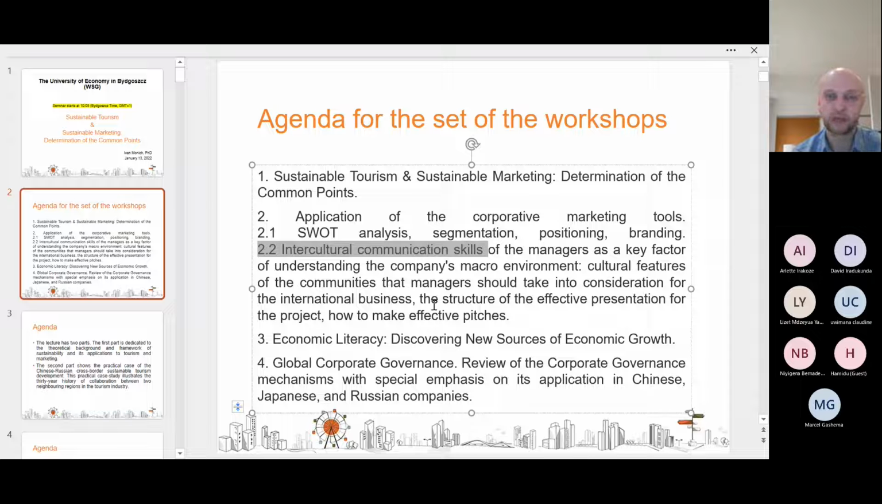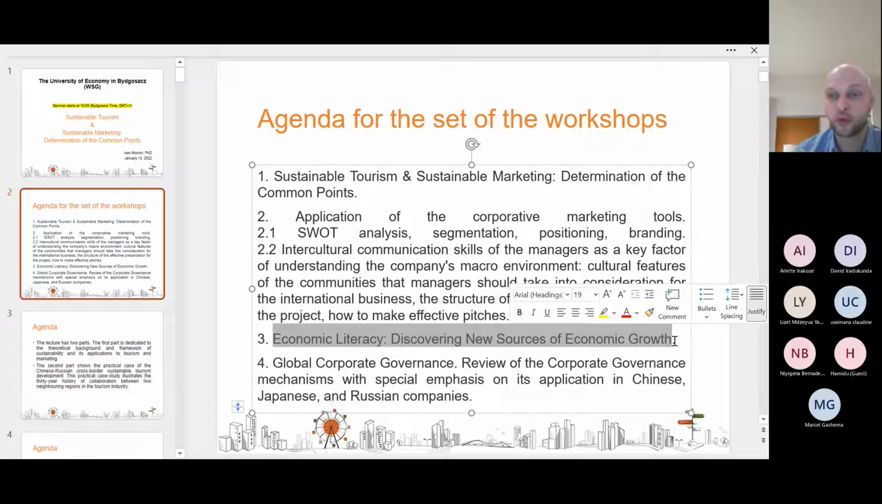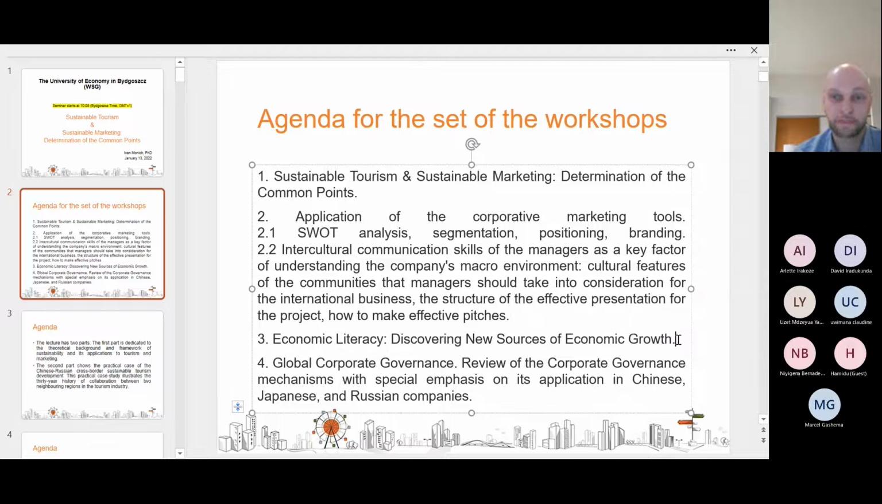The third, economic literacy, discovering new sources of economic growth. So here you will be given some examples of the new industries that show the growth despite the economic crisis or pandemic situations, circumstances, and so on. And probably this set of workshops will help you to define your future topic for your graduation project.